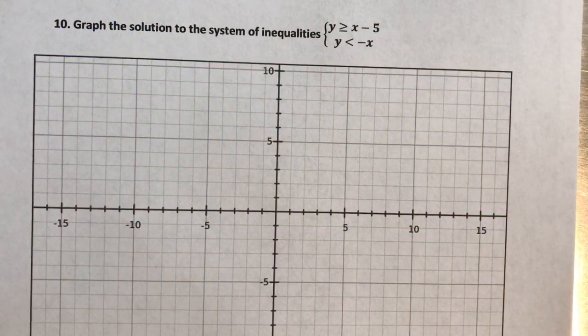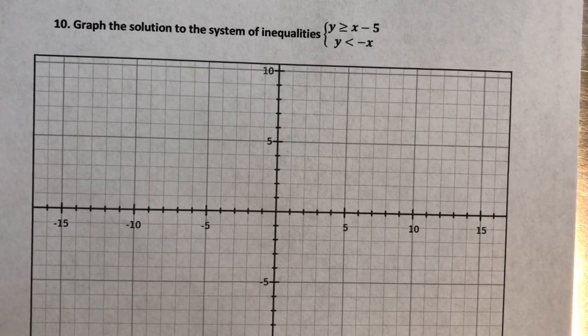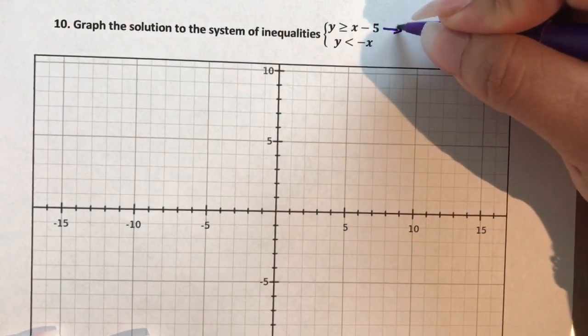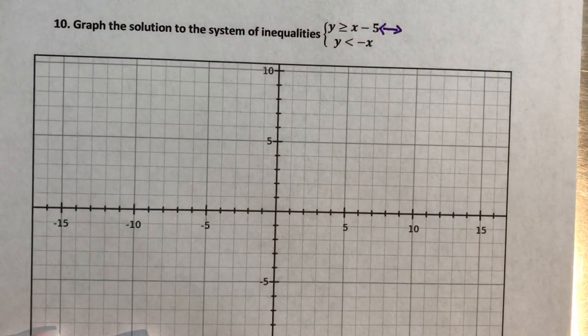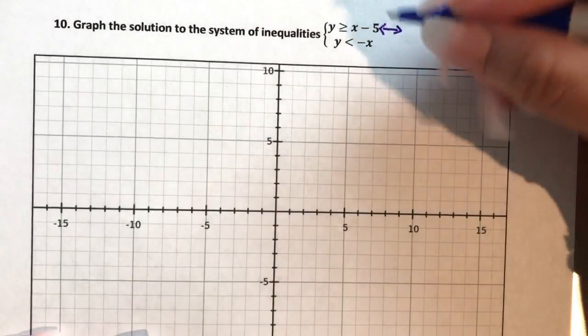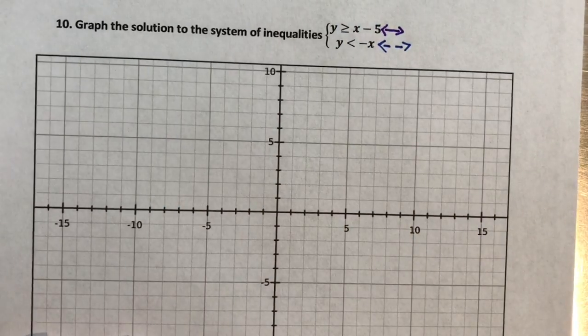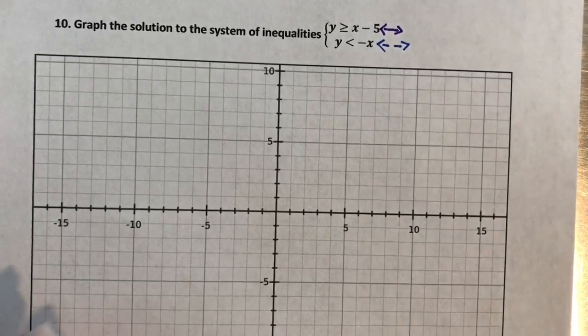Number 10, graph the solution to the system of inequalities. Alright, so the first one is going to say y is greater than or equal to x minus 5. The second one says y is less than negative x. So let's use purple for the first one. This is going to be a solid line. And then let's use blue for the second one. And this is going to be a dashed line. And then where we shade will be the solution. So graph the solution to a set of inequalities.